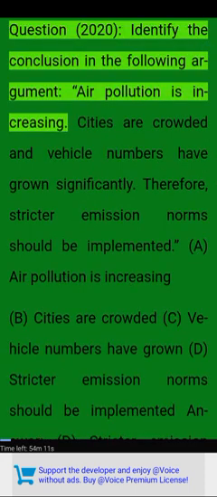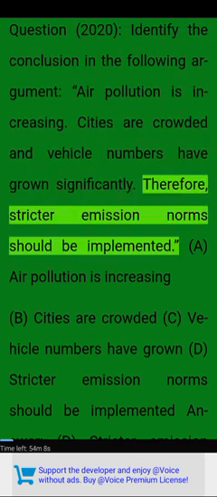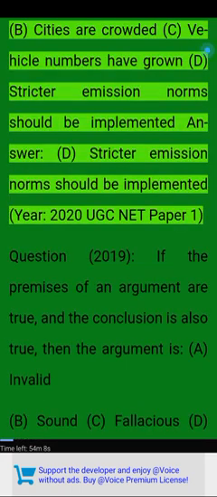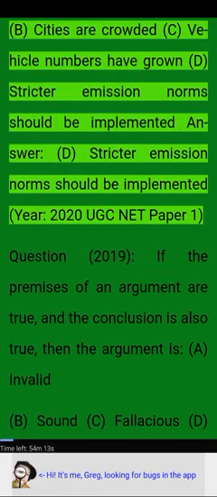Question 2020. Identify the conclusion in the following argument. Air pollution is increasing. Cities are crowded and vehicle numbers have grown significantly. Therefore, stricter emission norms should be implemented. A. Air pollution is increasing. B. Cities are crowded. C. Vehicle numbers have grown. D. Stricter emission norms should be implemented. Answer. D. Stricter emission norms should be implemented.